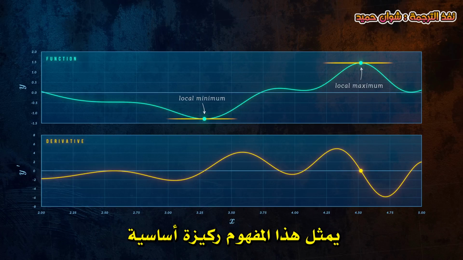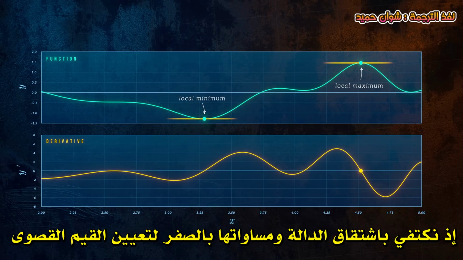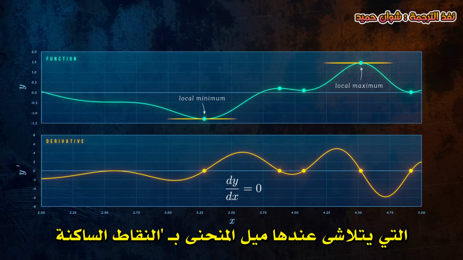This is a powerful application of calculus. If we want to find the maximum or minimum values of a function, we can just take its derivative and find where it's equal to 0. These points where the slope of a curve becomes flat are called stationary points.